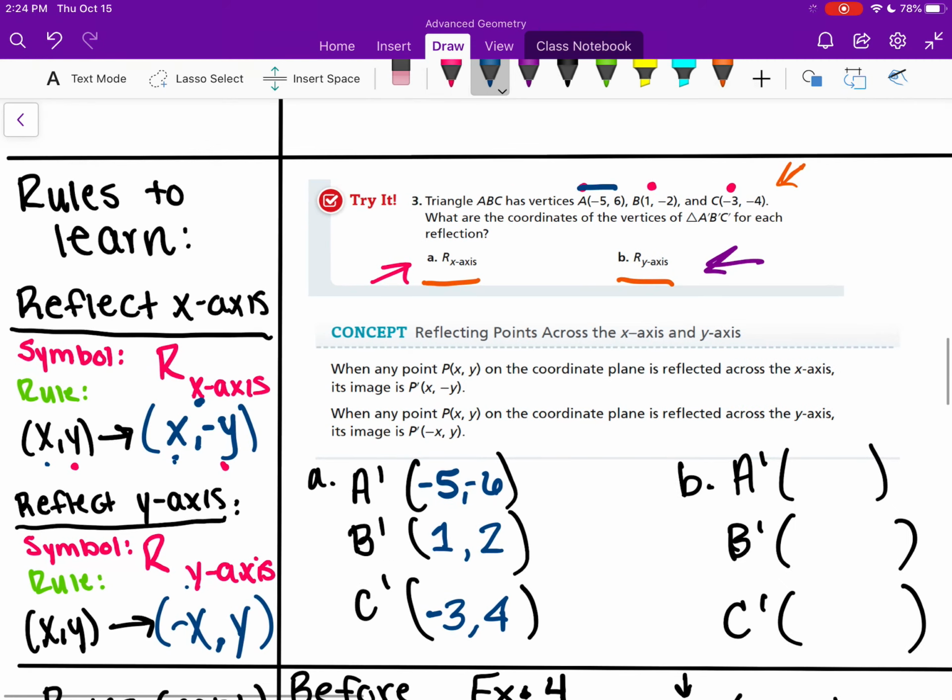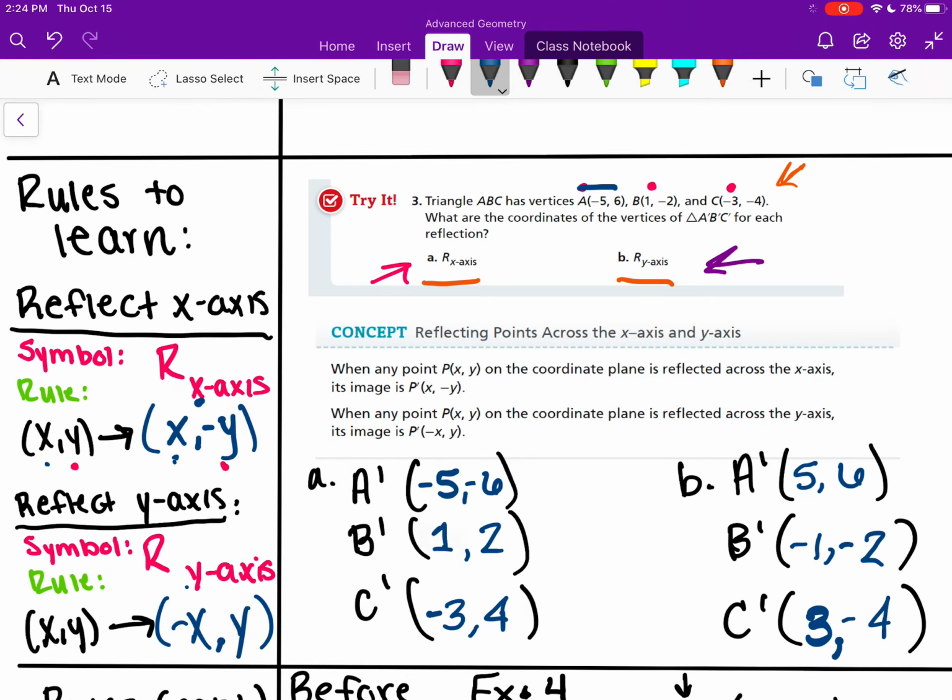Our A value was negative 5 comma 6. So now change the x, that'd be positive 5. Keep the y, positive 6. B was 1, negative 2. Negate the x, keep the y. C was negative 3, negative 4. Flip the x, keep the y.